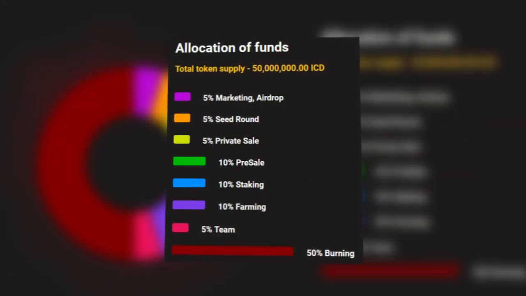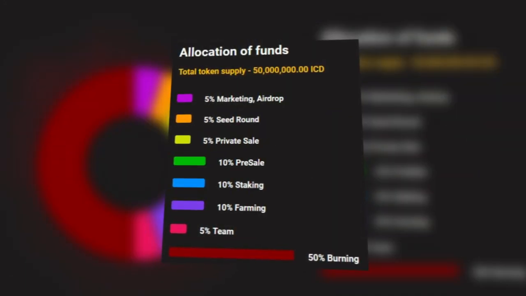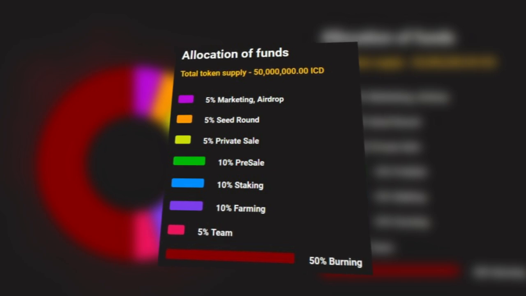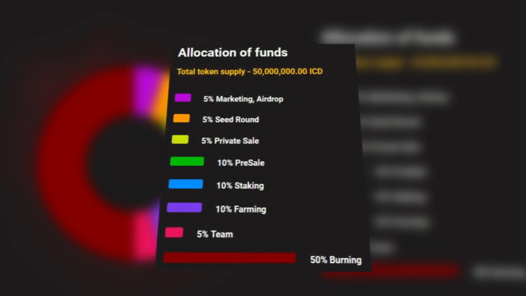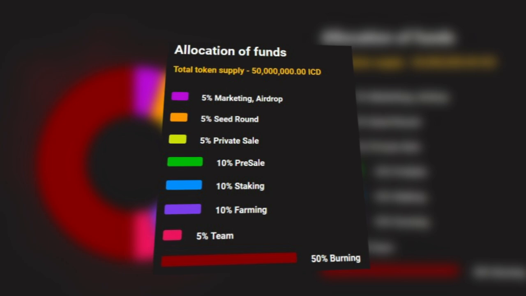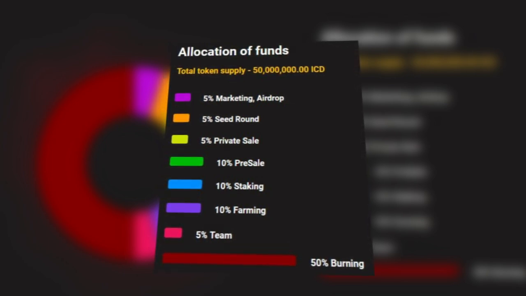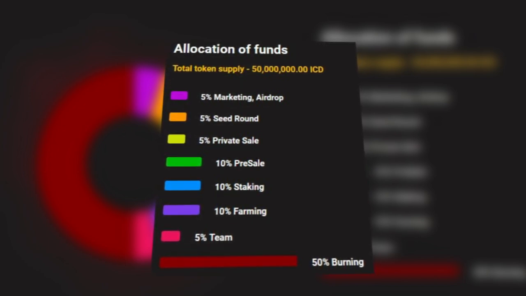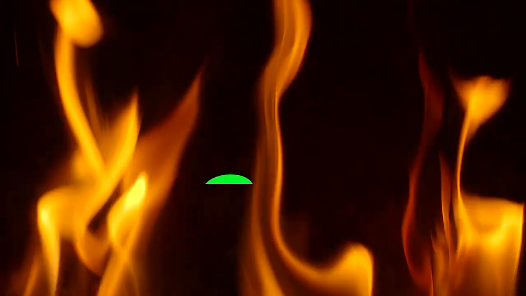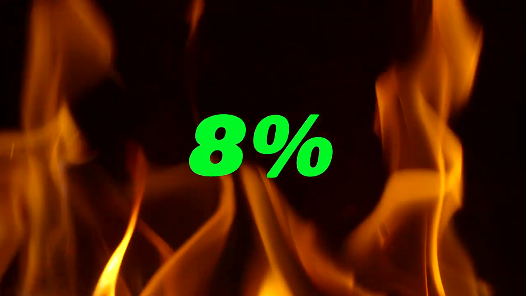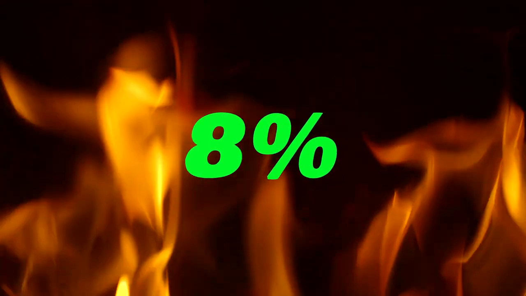The distribution of tokens is as follows: 5% marketing and giveaway, 5% seed round, 5% private sale, 10% pre-sale, 10% staking, 10% farming, 5% goes to the team, and 50% of the total volume is burned. It is worth noting that IcDefi has already burned 8% of the tokens in stage 1, which proved their seriousness in relation to their project.